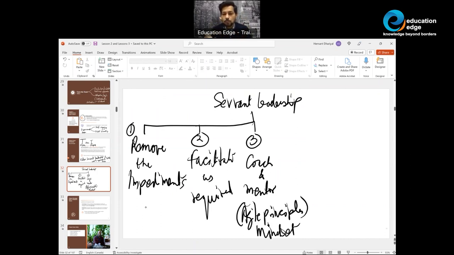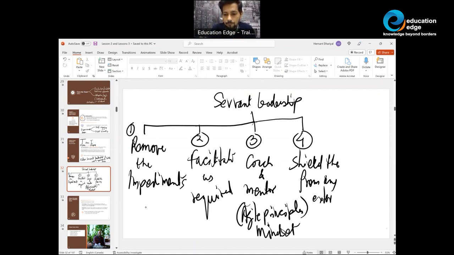facilitate as required, coach and mentor, and another critical task is to shield the team from any external interferences. In the PMP exam, there are some questions around this: you're working in an agile project, you're the PM, and one of the stakeholders is continuously nudging a team member and asking for some reports. A good PM or servant leadership style would be to speak to the stakeholder and request them to send all the requests to you, the PM, or the coach, and let the team member be so that they can perform the work in an uninterrupted fashion.